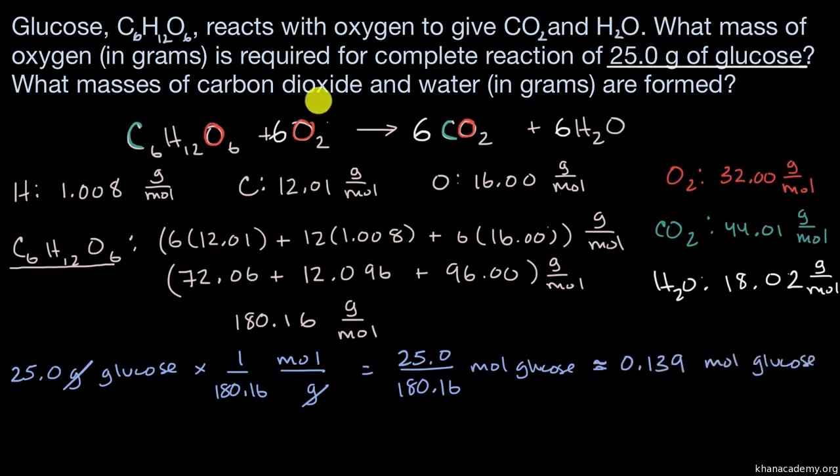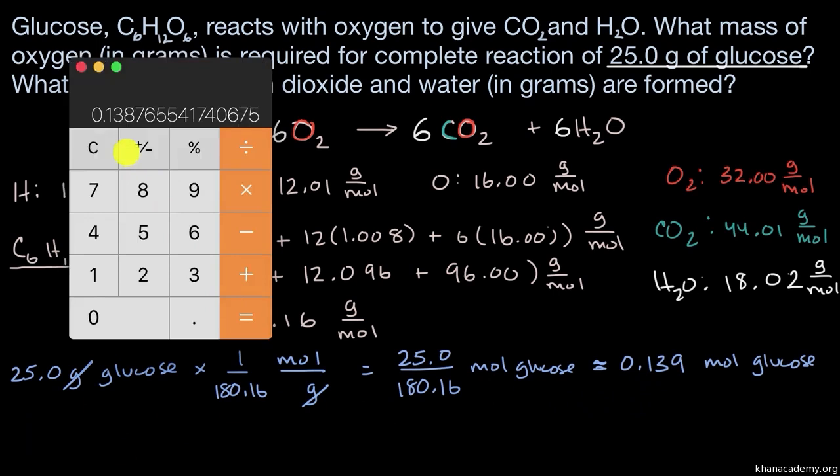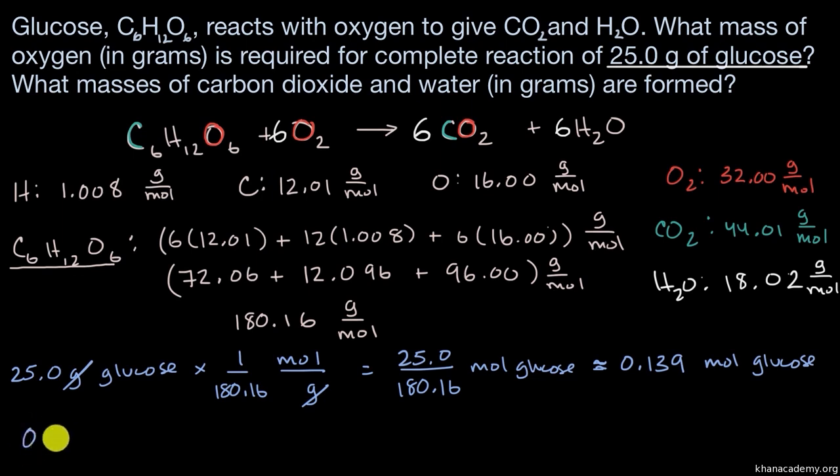Now they say the first question is, what mass of oxygen is required for a complete reaction of this? Well, for every mole of glucose, we need 6 moles of molecular oxygen. And so we're going to need, let me just multiply that, times 6. So times 6 is equal to that. And remember, I had 3 significant figures. So 0.833. So we're going to need 0.833 moles of molecular oxygen.